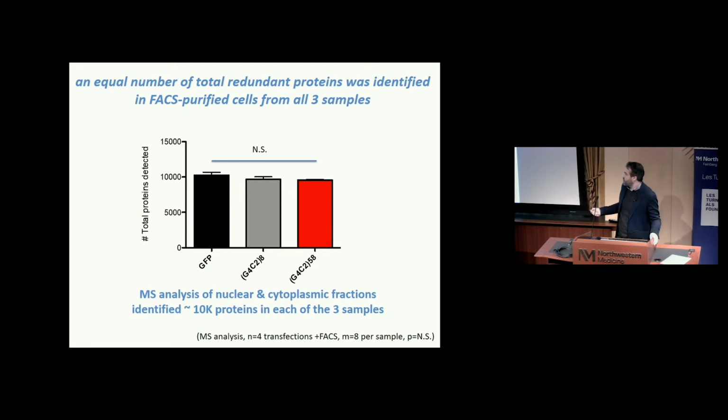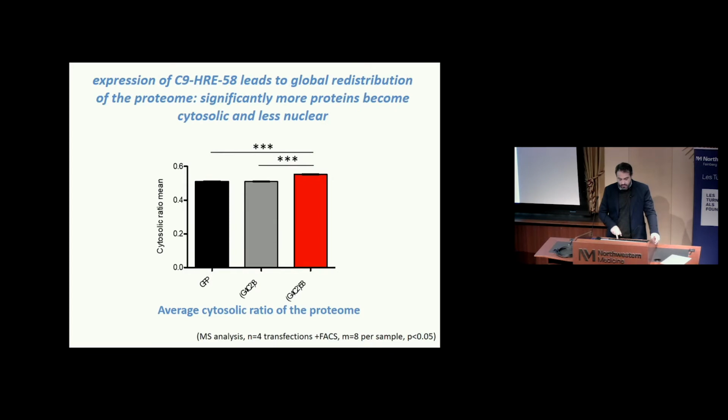So at the end of this simple experiment, we identified about 10,000 individual proteins in all 3 conditions, with no statistically significant differences in the number of proteins amongst the different conditions. But when we looked at the average cytosolic ratio of the entire proteome, so the average cytosolic ratio of these 10,000 proteins, we found a tiny but highly significant shift towards a slightly more cytosolic proteome. This suggested that proteins shift from the nucleus to the cytosol to some degree.